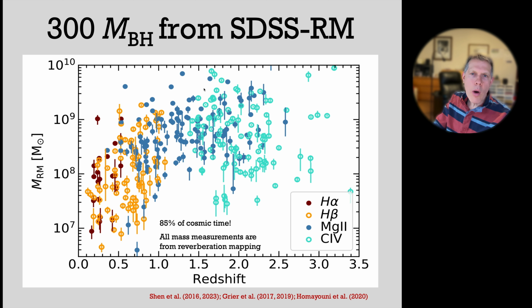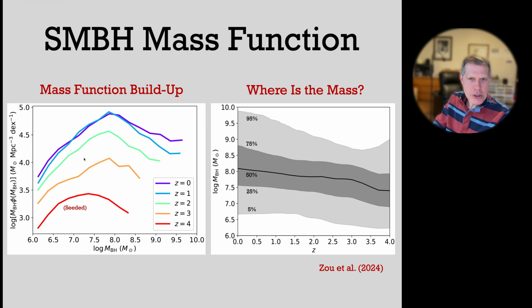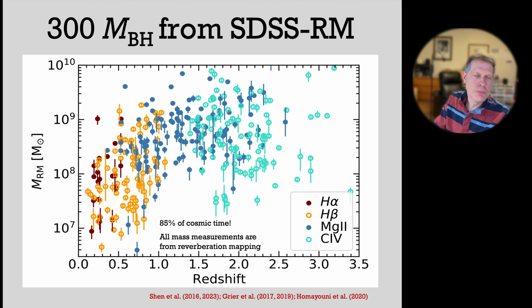And so if we can unwind the underlying selection function from which these black holes were targeted, we can then make comparisons with our predictions. And we look forward to doing that in the future.